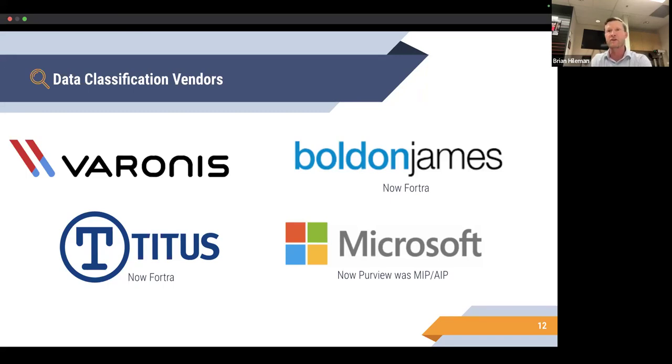Interestingly enough, Microsoft cannot come up with a name that they want to stick with for this product. They've called it Azure Information Protection, Microsoft Information Protection, and now it's called Purview. I don't know why, because there was a product that I keep confusing called SureView that was a Forcepoint product, a Websense product. So I get confused all over the place. I can never keep the name straight. But Microsoft is a big player in this space.